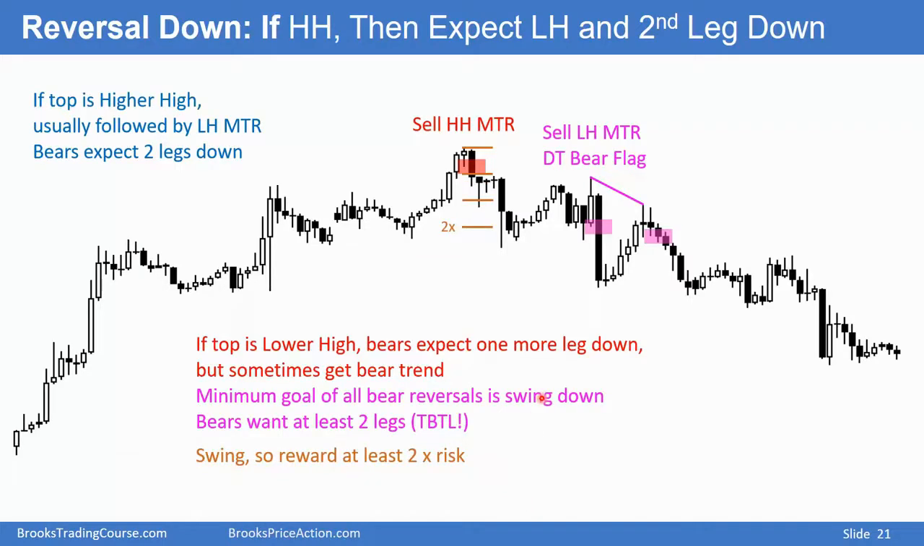You want the reward to be at least twice your risk if you're looking for a swing trade. If you took the short below that bull bar, your initial risk is right above the high. This is 2 times your risk. That would be the minimum goal for taking partial profits.